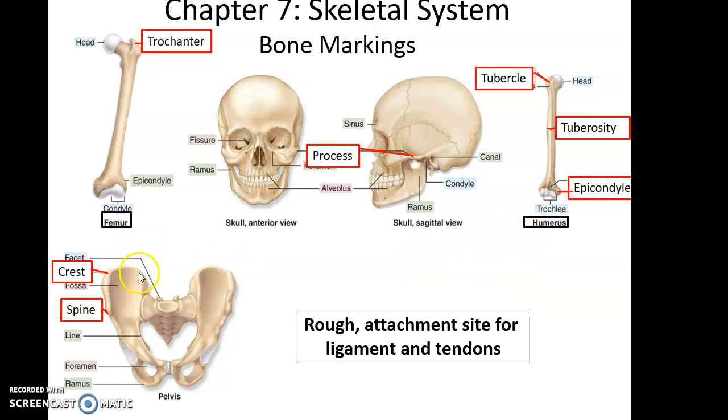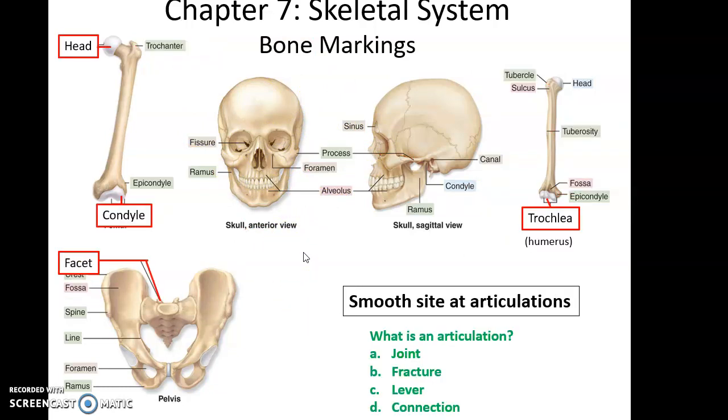And then we have a long, thin, rough patch of bone tissue called crests. And then a spine, which is also a pointy bit of rough bone tissue sticking out. So these are all rough attachment sites for tendons and ligaments. So they're thick and rough to increase the strength of the bone in that location and to make a firm attachment with the tendon or ligament.